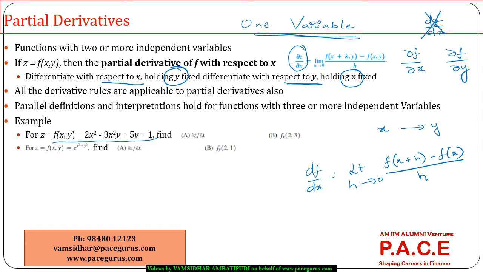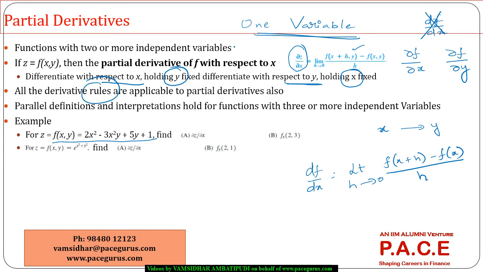Now the only difference is this function, everything is same. This function will have a y element also in it. Otherwise, everything else is the same. So these are called as the partial derivatives because the function actually contains both x and y, but I'm finding the derivative only with respect to x. So there I'm keeping y as constant and vice versa. That's the reason we call them as partial derivatives.